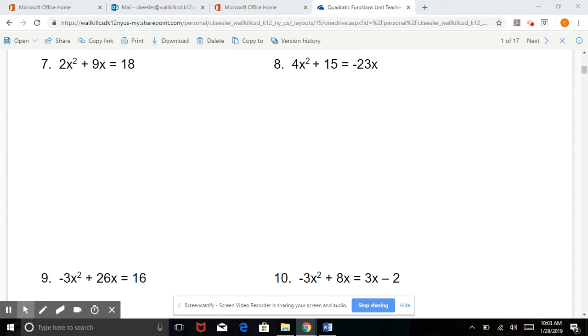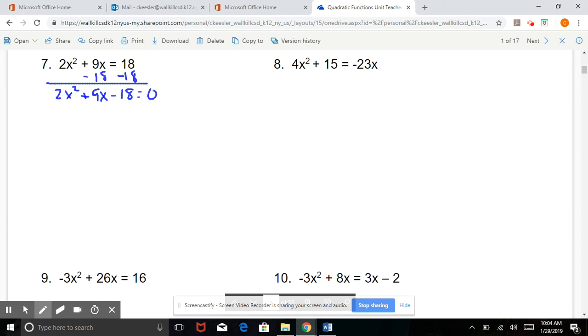So here are some harder examples for solving quadratic equations by factoring. Remember, your first step is to make sure that the function is in standard form set equal to 0. So for number 7, we need to rewrite it so that the c term is on the same side as the a and b terms. So we're going to start by subtracting 18 from both sides, resulting in 2x squared plus 9x minus 18 equals 0.